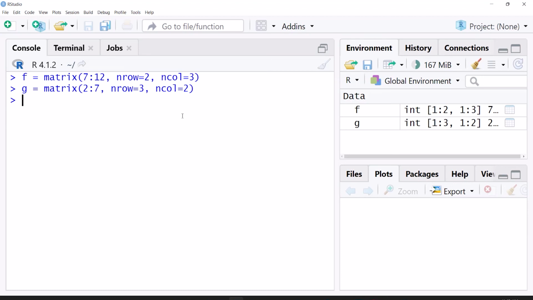Now let's perform multiplication on them. For it, the first matrix, which is F, and the operator will be percentage sign, then multiplication sign, then again the percentage sign, and then the second matrix, which is G. So here is the result of multiplication of these two matrices with each other.